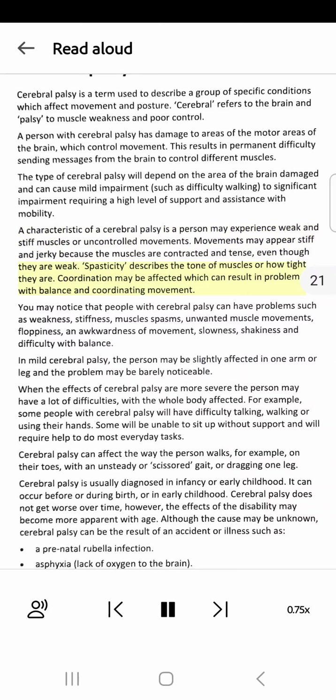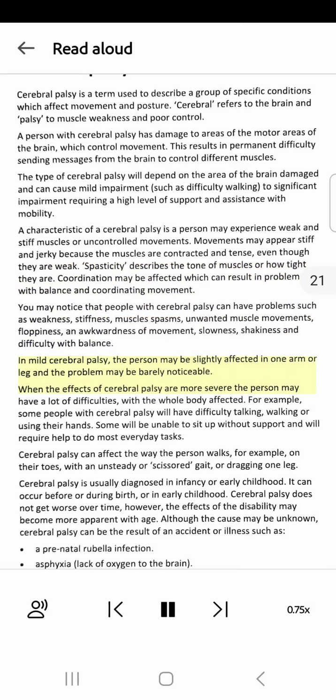Coordination may be affected, which can result in problems with balance and coordinating movement. You may notice that people with cerebral palsy can have problems such as weakness, stiffness, muscle spasms, unwanted muscle movements, floppiness, and awkwardness of movement, slowness, shakiness, and difficulty with balance.